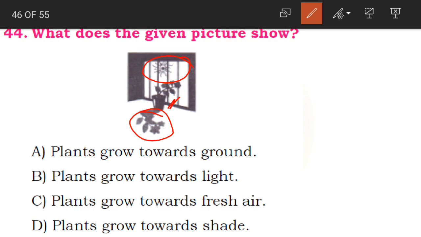So A option is plants grow towards ground. B option is plants grow towards light. C is plants grow towards fresh air. And D is plants grow towards shade. So what does the given picture show children? Yes. What are you able to see? You can also see the shadow there. So what we can observe is that plants grow towards light. That is B option is the correct one, according to this picture. Clear?